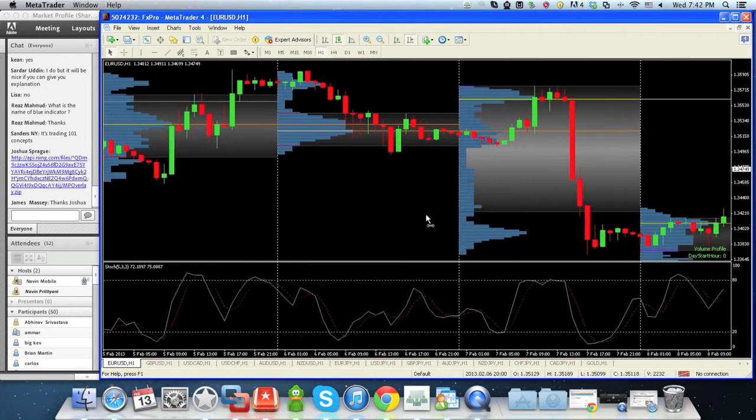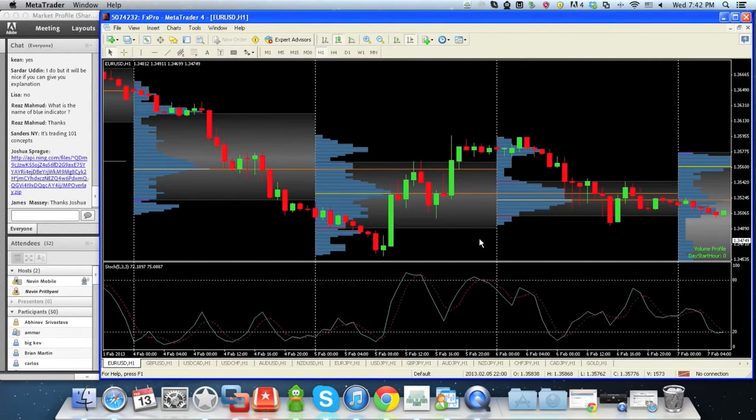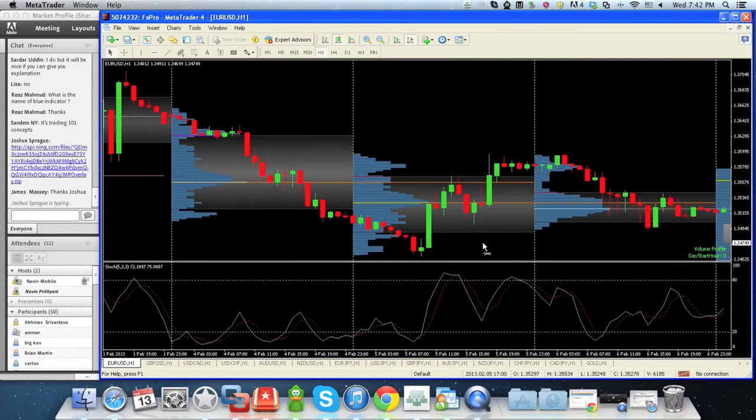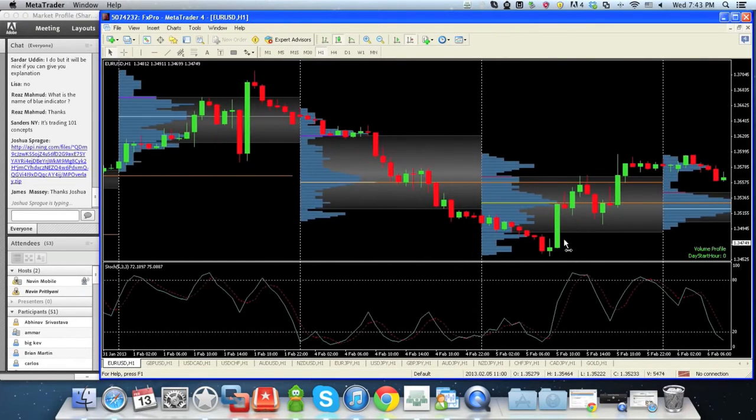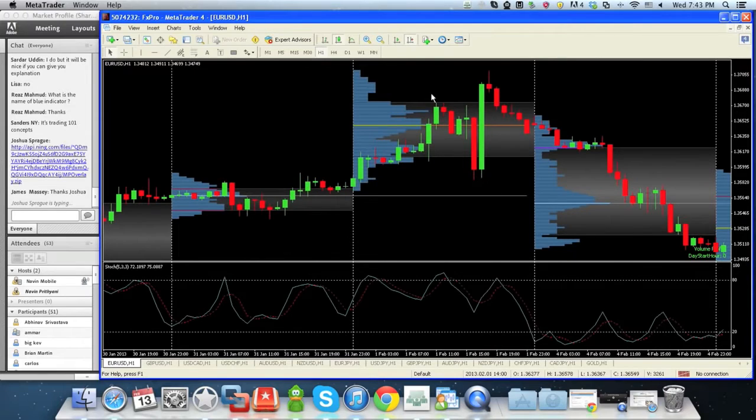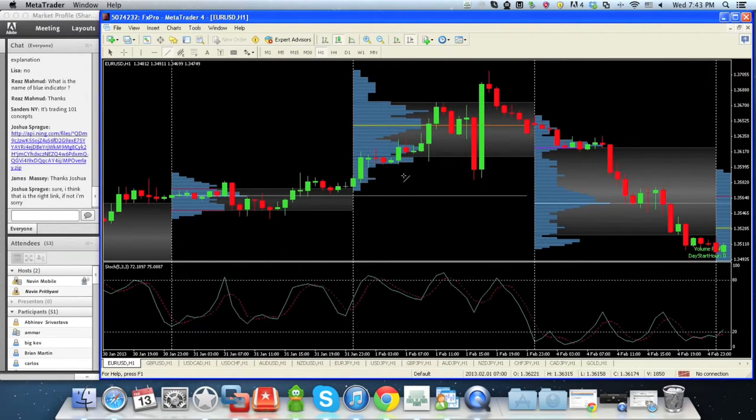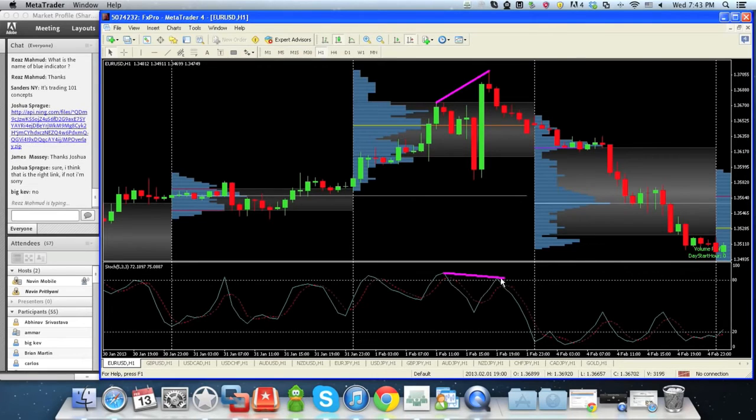Now, let me give you an example here. Let's find a nice example. Here, let's take a look at this one. The markets are going up, create a high, come down, and then go up again and create a higher high. If you draw this to here, you have a higher high. Do we have that same information on our indicator? No. It actually went lower. Everyone see that? It's telling you the complete opposite scenario.